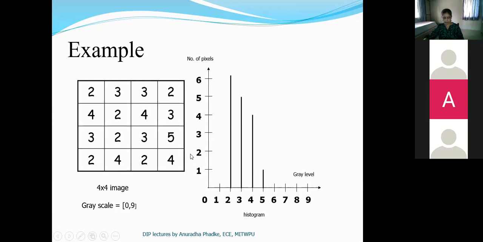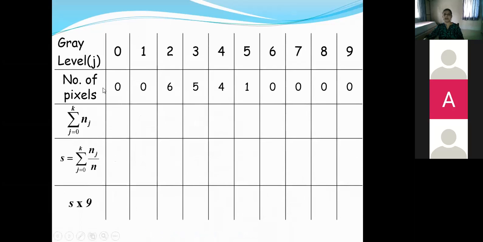Okay, so we have finished the first step, that is determining the number of pixels belonging to each gray level, right? We have finished this part. Now let us go to the next step. Now what is the next step? Determining cumulative addition. So let us start with this first place.